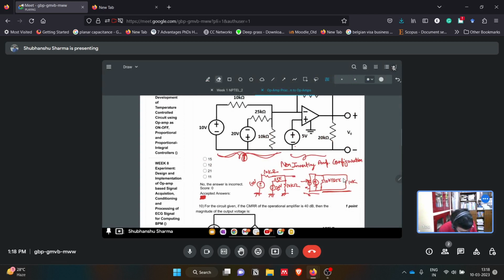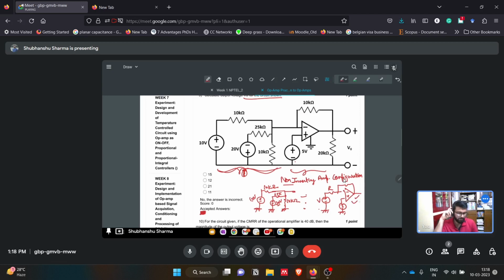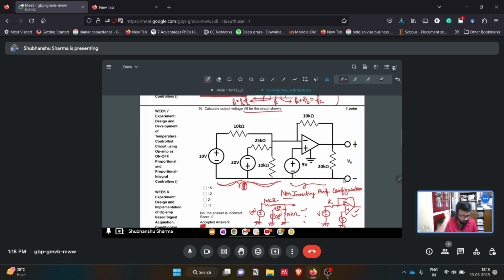I'll just erase this. One resistor, one voltage source being connected to this op-amp. Here it is plus minus. And one feedback resistor. So it will look like this, some voltage V, some resistance R. So you can then solve this easily.